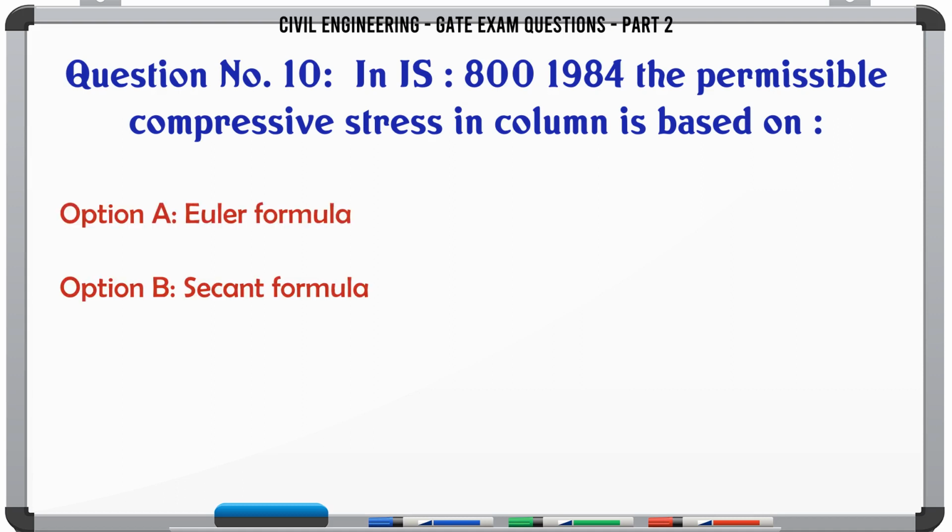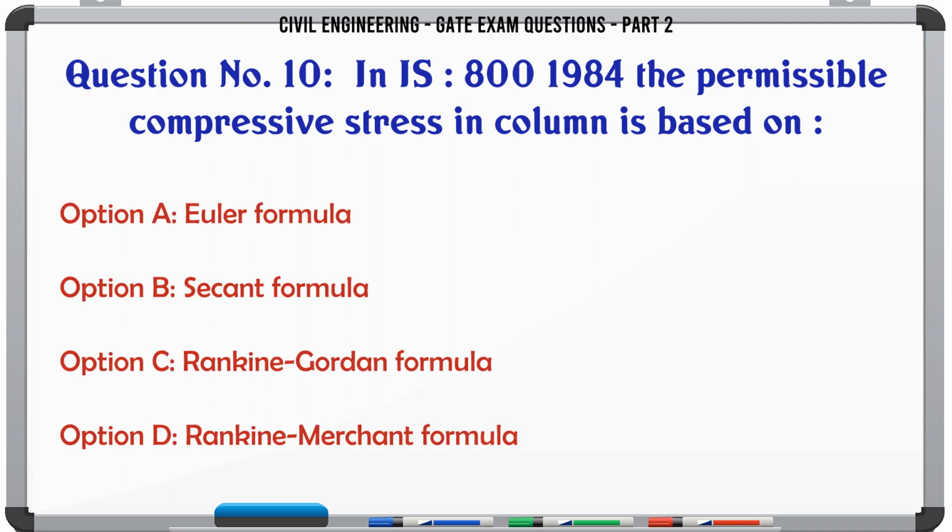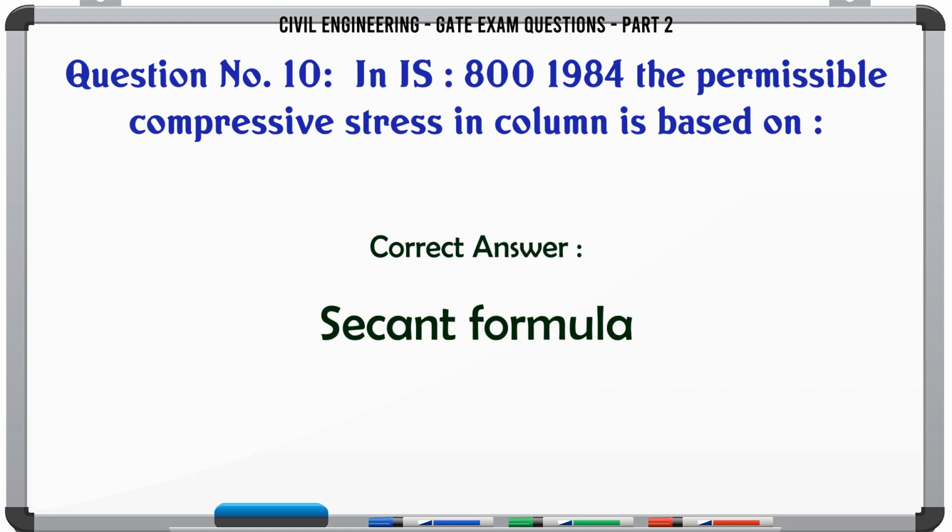In IS 800-1984, the permissible compressive stress in column is based on A. Euler formula, B. Secant formula, C. Rankine-Gordon formula, D. Rankine-Merchant formula. The correct answer is Secant formula.